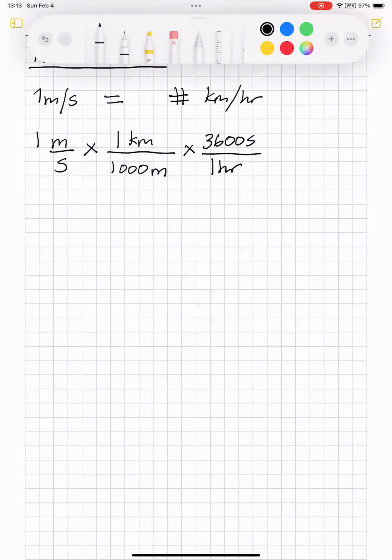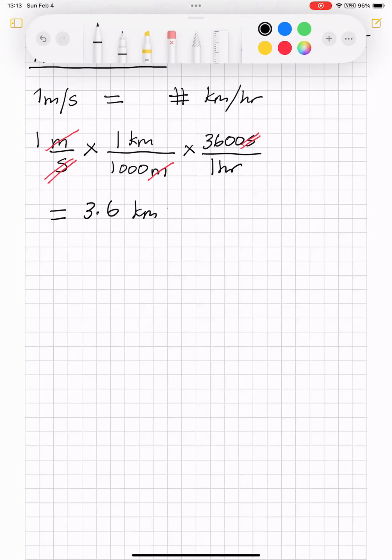Now, why is this a useful thing to do? Well, this meter will cancel with that meter. This seconds will cancel with that seconds. And I'm going to be left with something which is a kilometer per hour. That's exactly what I want. So I've got 1 times 1 times 3,600, which is 3,600, divided by 1,000, which is 3.6 kilometers per hour. So you can always change units by multiplying by a suitable one.